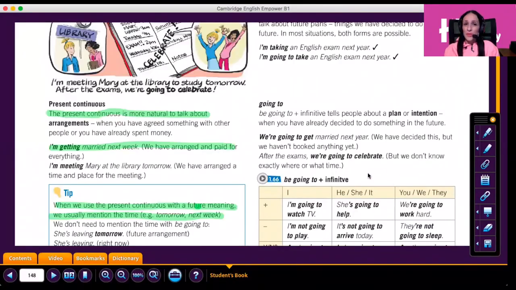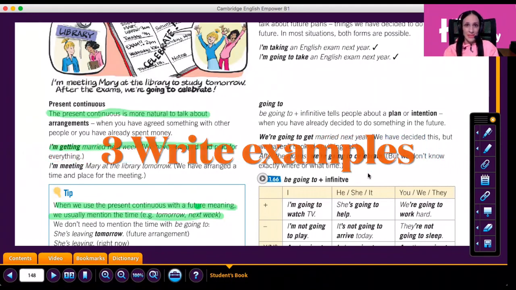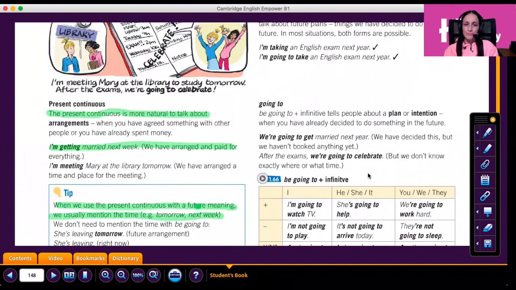Okay, so let me share my screen again and go back to the book. So the first step is to read and highlight. The second step is to discuss, or read out aloud, or explain out aloud. And the third step is to write examples, or type examples in this sense, like on a Google Docs.